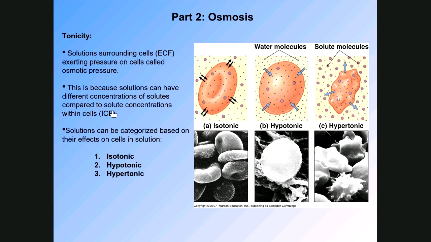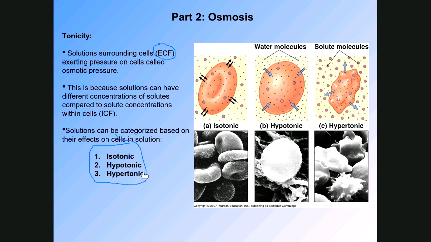Now, depending on whether the ECF has the same solid concentration as the ICF, or whether the dialysis bag has a lower concentration of solids than the ICF, or whether the ECF has a higher solid concentration versus what's in the dialysis bag, or ICF, depending on what the concentration of the ECF is versus the ICF, we can call the ECF, or the solution in the beaker, either an isotonic solution, hypotonic solution, or hypertonic solution.